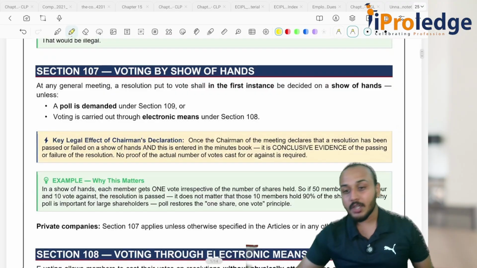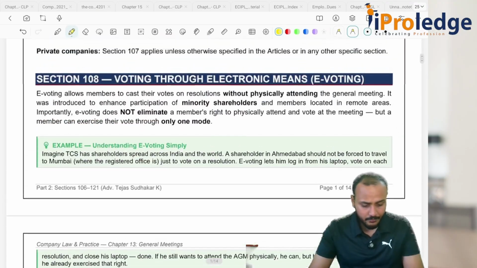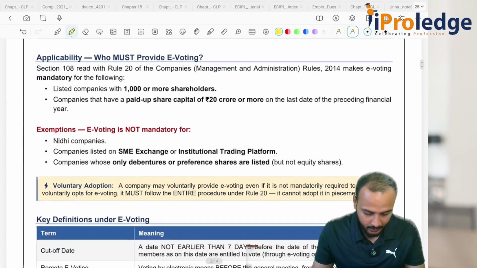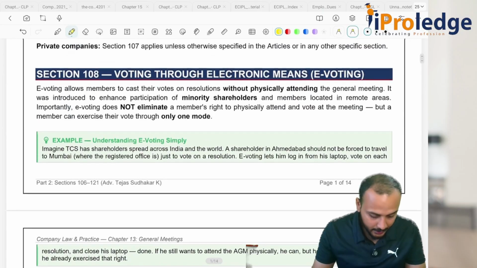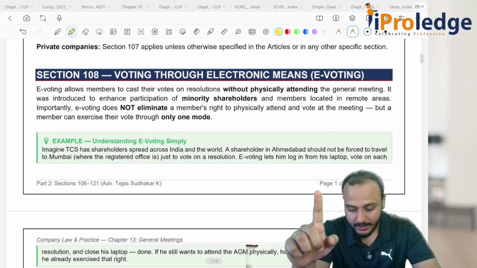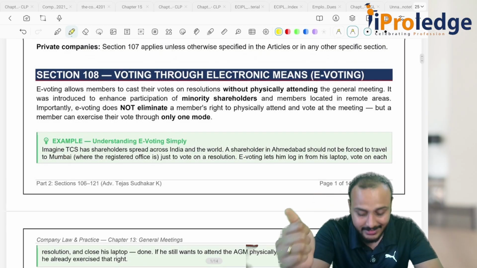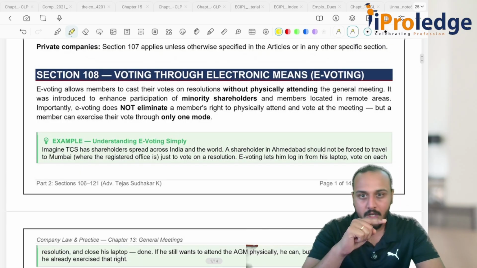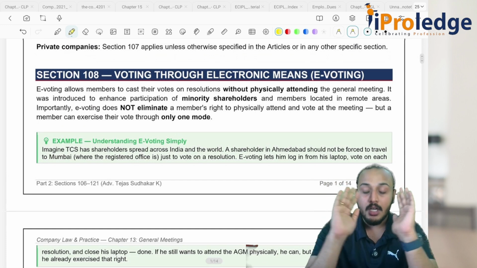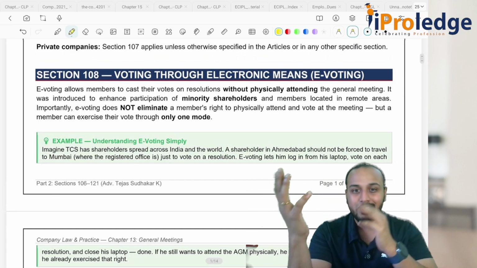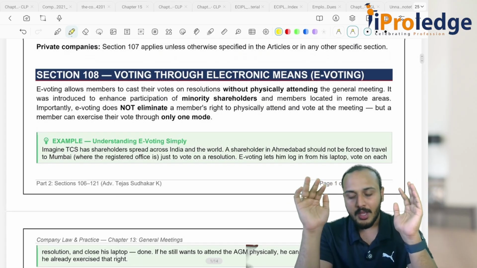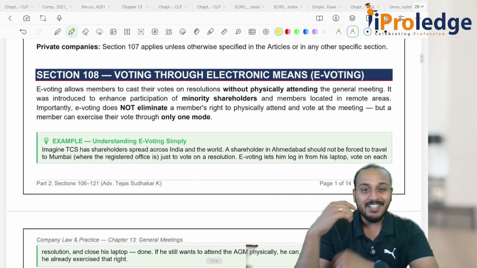Now let's quickly go through the procedure. Okay. So now let's look at e-voting. E-voting allows the members to cast their votes on a resolution without physically attending the general meeting. It was introduced to enhance the participation of the minority shareholders. Because generally, people who attend the general meeting, we think, and it is true also to a great extent, that generally people who are attending the general meetings are majority shareholders. And minority shareholders, it is not.